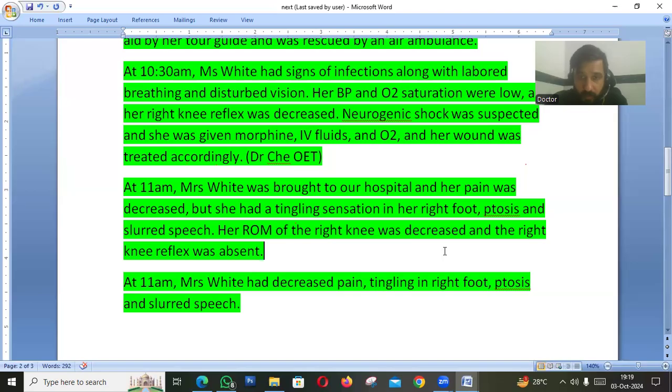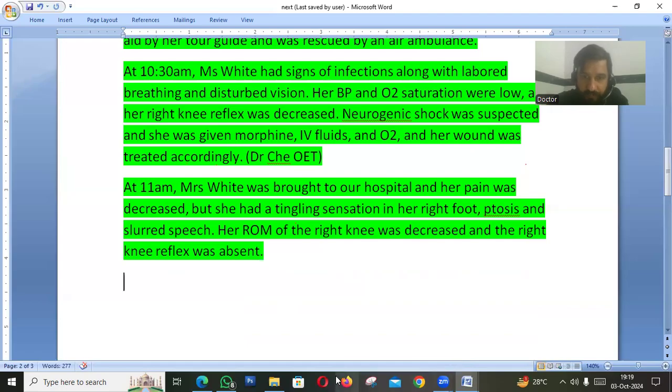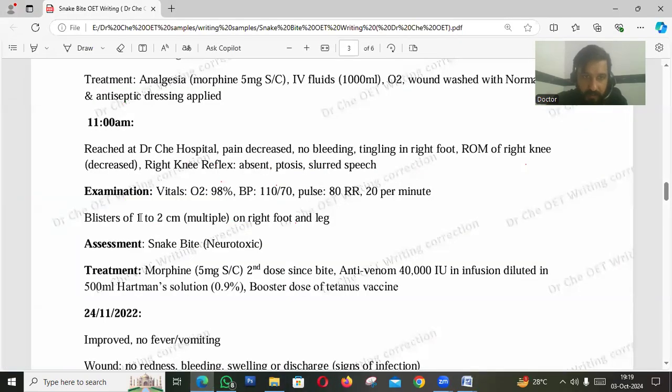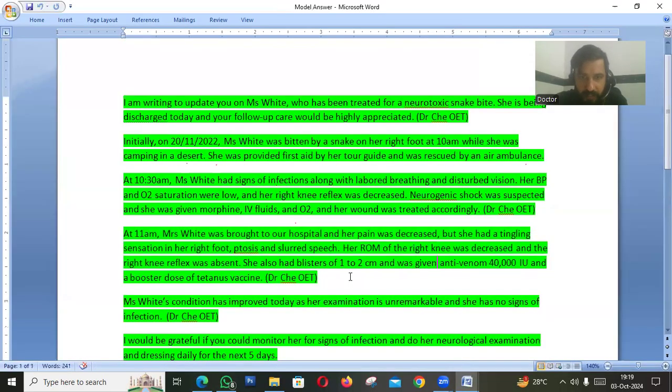Okay, so what else? What I have done is I have taken these blisters with the treatment, just to write a little bit better sentence. She also had a blister of 1 to 2 centimeter and was given antivenom 40,000 units and a booster dose of tetanus was given. I'm not writing analgesic now because her pain was decreased. Analgesic is not too important. Important is antivenom and tetanus vaccine is more important. Yes or no?